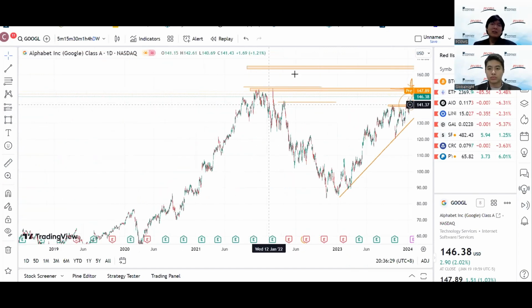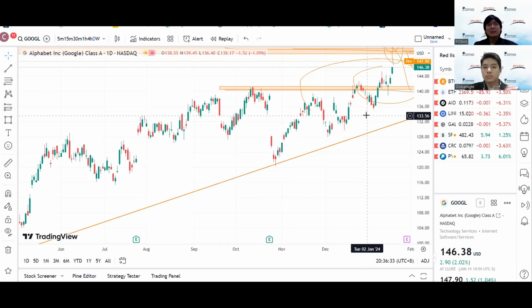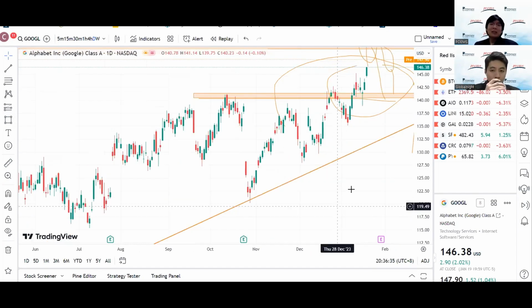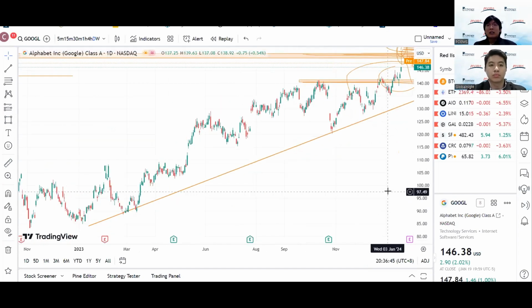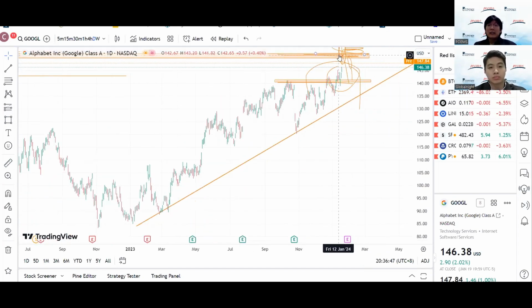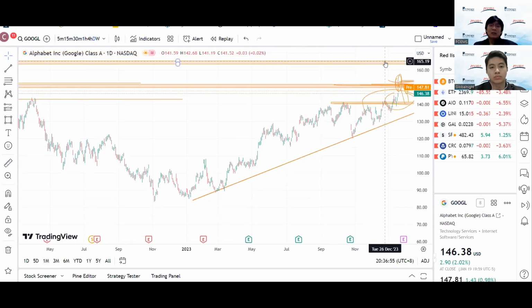This 165 area, price hasn't hit it yet, but it's just going to be there and get rejected. Unless price comes closer to it, then suddenly you see a gap out. After the gap out, eventually they reject and will come back to 165 first. If you understand what I'm trying to say. But for Google now, if you want to take a position, the 150 area is not good enough. It's better to go for 165 instead.